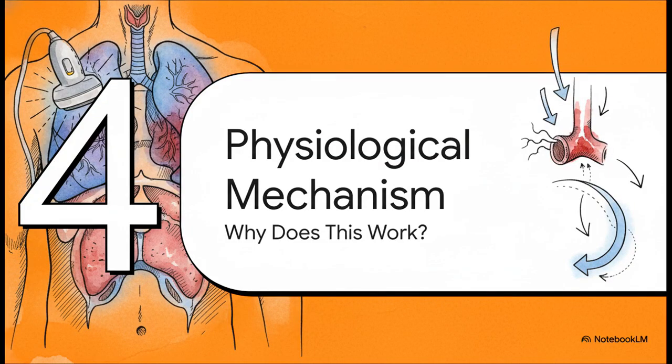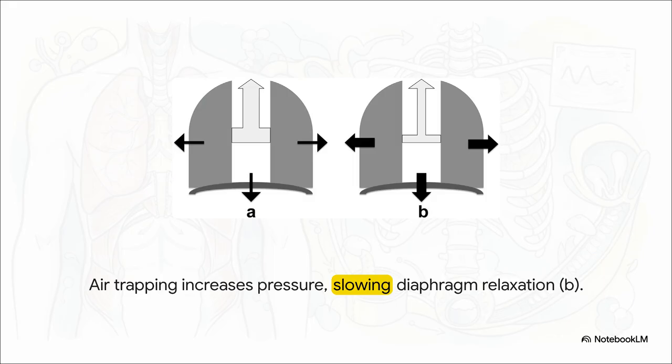Okay, so we've seen that it works. But the really cool part is understanding why. What is it about airway obstruction that physically slows down the diaphragm's relaxation during a forced breath out? This diagram explains it perfectly.